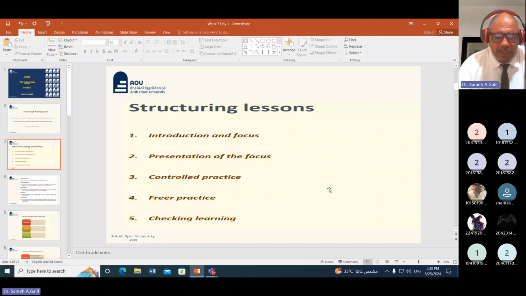So these are normally the stages that people in ELT agree on. This is how we structure lessons: introduction and focus, then presentation of the focus, then controlled practice, and then freer practice. And then you check at the end, in the feedback stage, whether they have assimilated and processed what you have been giving them or not. So these are the five main stages when it comes to how you structure your lessons, and they are very logical.